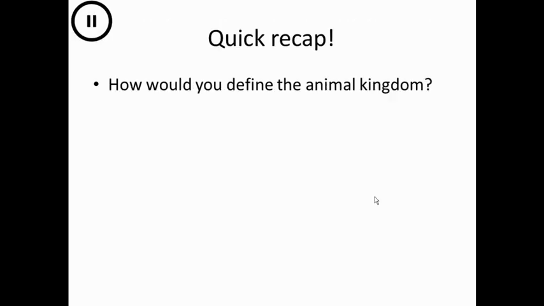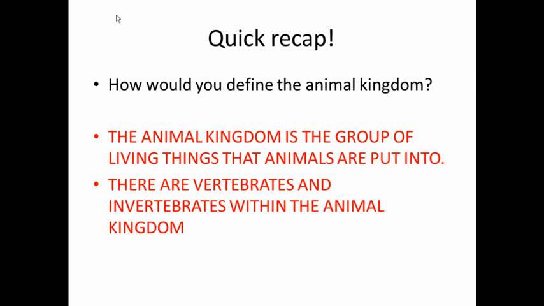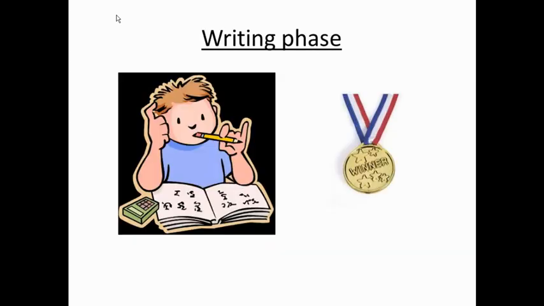So, really quick recap. What would be your definition of the animal kingdom? Okay, so have a think, you don't have to write it down, have a quick think, pause the video now. So you should have had that the animal kingdom is the group of living things that animals are put into. There are vertebrates and invertebrates within the animal kingdom. Okay, you could have said it distinguishes them from things like fungi and plants. Okay, so anything that says that this group is specific for animals.